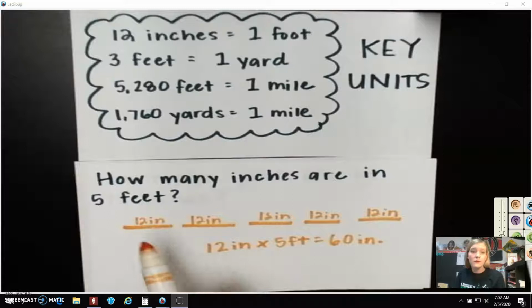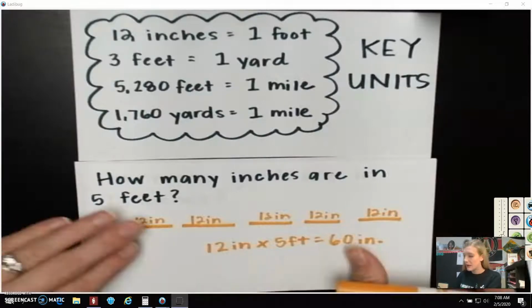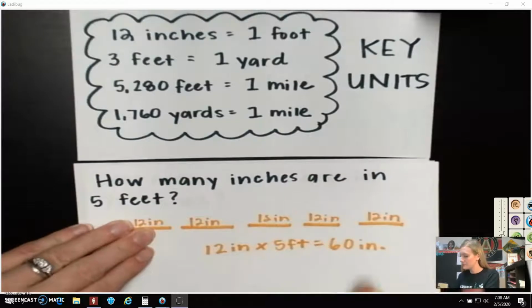So like right here, I know that there's 12 inches in a foot, so I'm going to multiply 12 times 5, because it's not going to make sense if I have 5 feet and every foot has 12 inches in it, then my answer is going to be greater than 5. So I'm going to multiply the number of inches per foot times the number of feet that I have. Okay, let's look at another one.